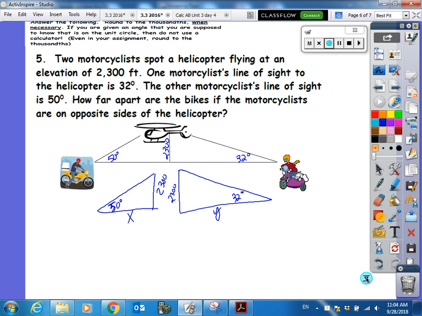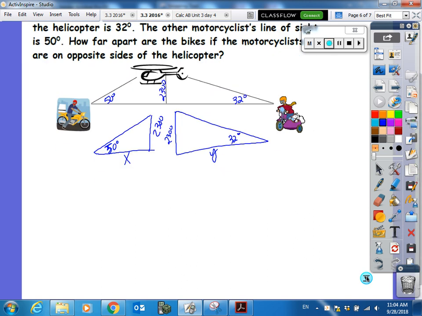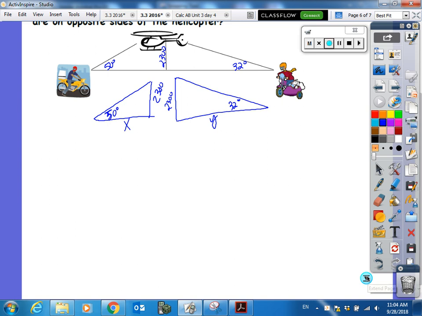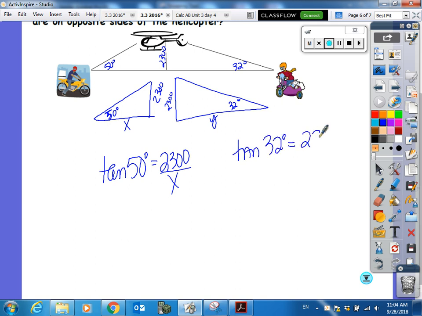So this next part are the setups that I would expect to see. So we want to know X and Y right here. So looking at this angle, this is opposite, this is adjacent. So your setup that I would expect to see is tangent of 50 degrees equals 2,300 over X. And then over here, tangent of 32 degrees equals opposite over adjacent.